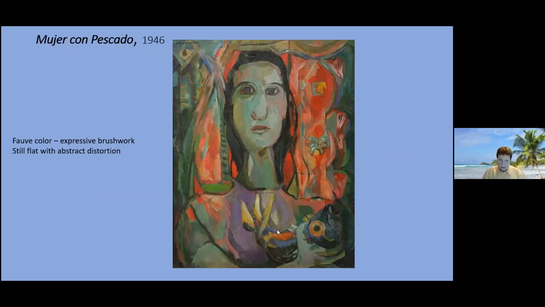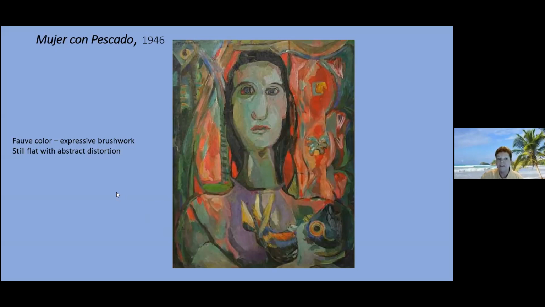Here's another where the woman is with a fish. As I said, you see the women, but they're always associated with nature. Fauve color here. Very expressive brushwork, flat with abstract distortion, playing around with the background again. So he seems to like, in most cases, to leave the face of the woman easier to read than the backgrounds in which she exists.